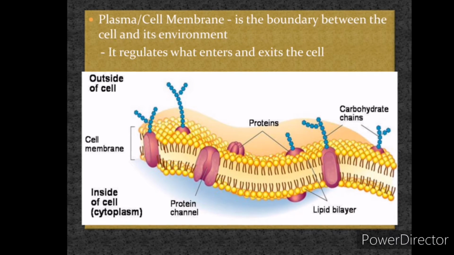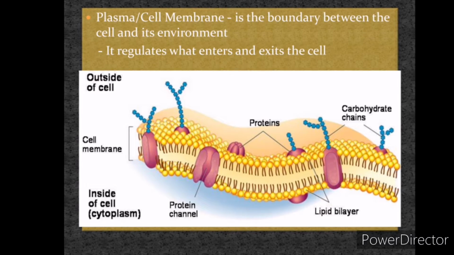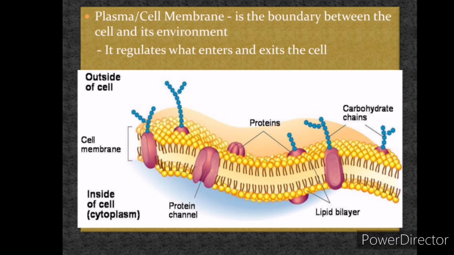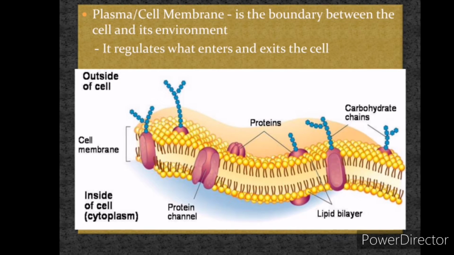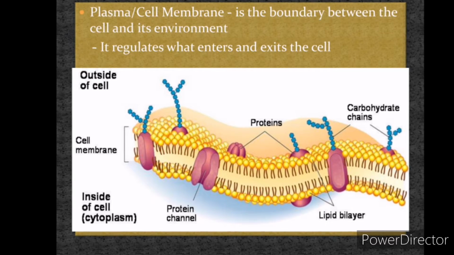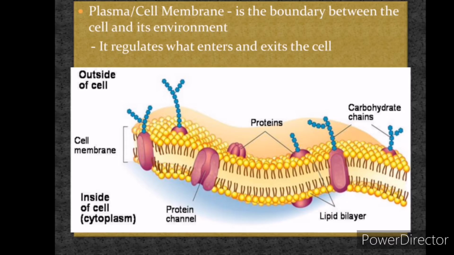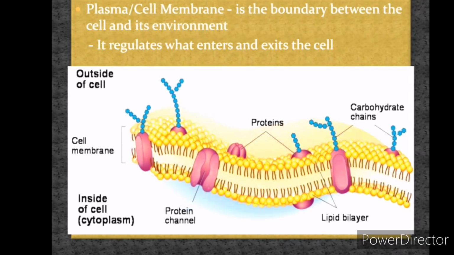Plasma or cell membrane is the boundary between the cell and its environment. It regulates what enters and exits the cell. Outside of the cell, we have cell membrane proteins and carbohydrate chains. Inside of the cell, the cytoplasm, protein channel, lipid bilayer.